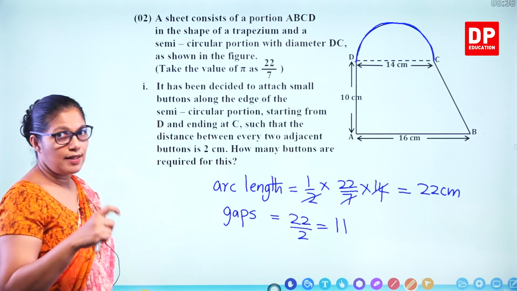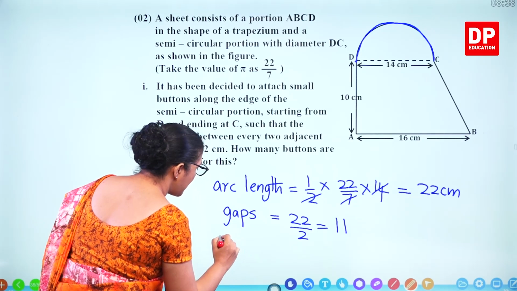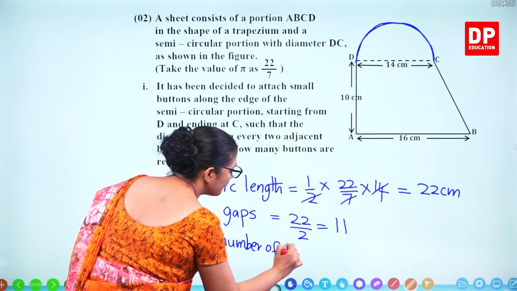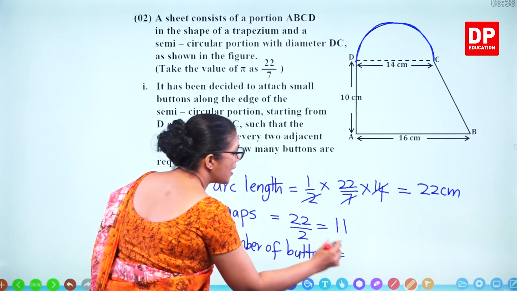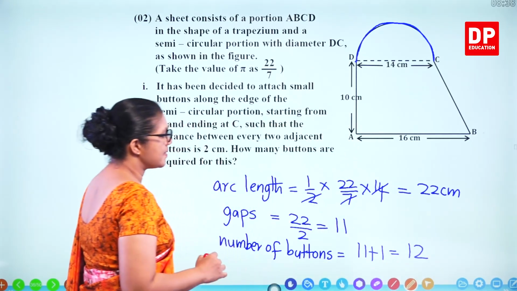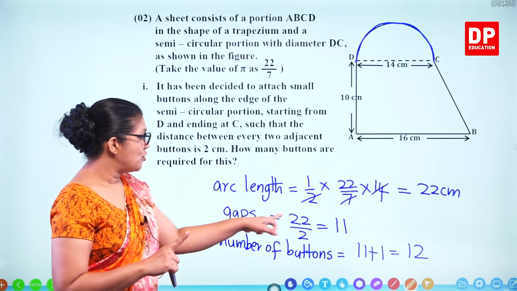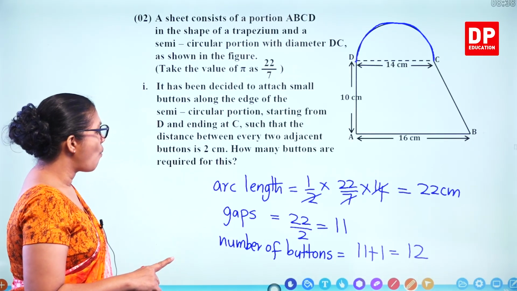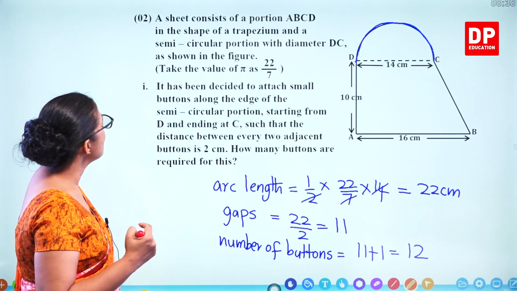11 gaps are there. So 11 gaps means how many buttons? Number of buttons, you have to add 1. So 12 buttons are there. So make sure when you divide, you get number of gaps. So you have to add 1 to that to find out the number of buttons. So that's the answer for the first part.